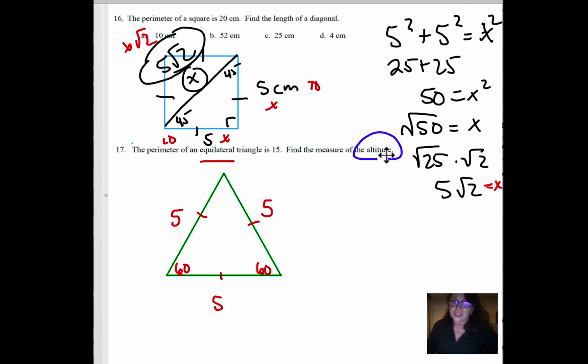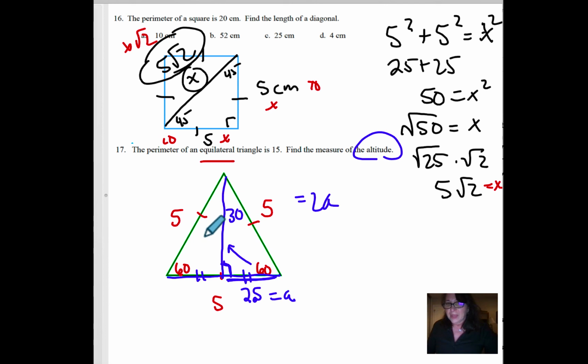Now, an altitude is going to come perpendicular straight down and cut this base into 2 equal parts. This happens on an isosceles triangle and an equilateral triangle. And it comes down perpendicular. So now this part is 2.5, just this length right here. Now remember, across from the 30 is our A value. Across from the 90 is twice A, which means A is 2.5. And then across from the 60 is our A root 3, or 2.5 root 3. And so that's the value of my altitude.